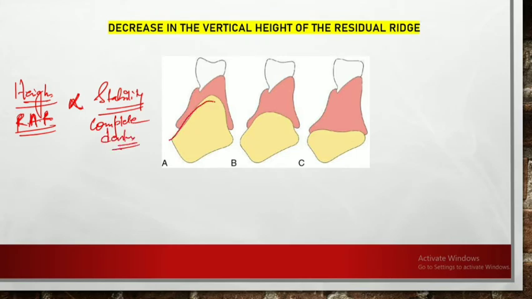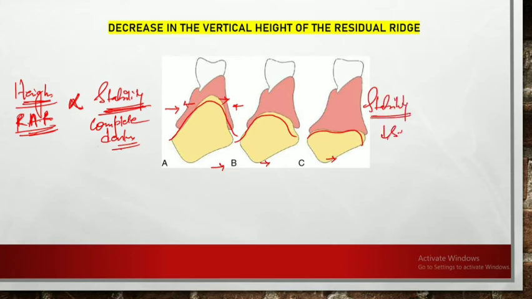So if the height of your residual alveolar ridge is more, it is more capable in resisting the horizontal forces, which will result in more stability of denture. So height of your residual alveolar ridge is going to be directly proportional to your stability. So as the height goes on decreasing, the stability is also going to decrease. Okay, is this clear?